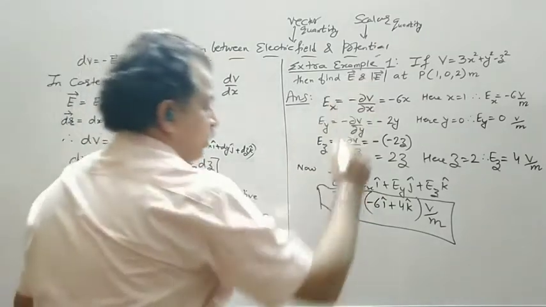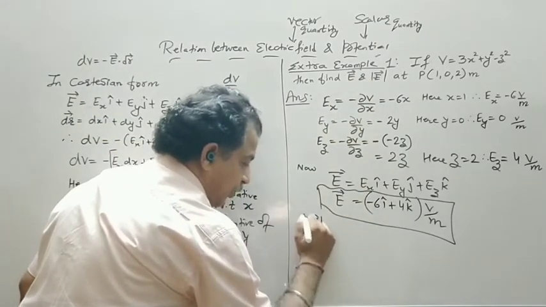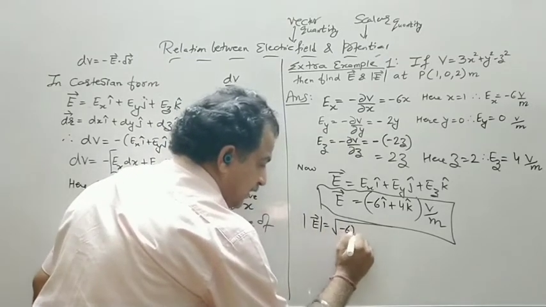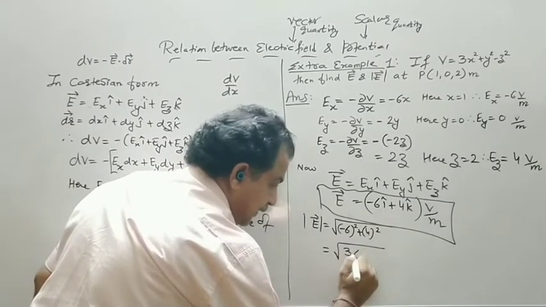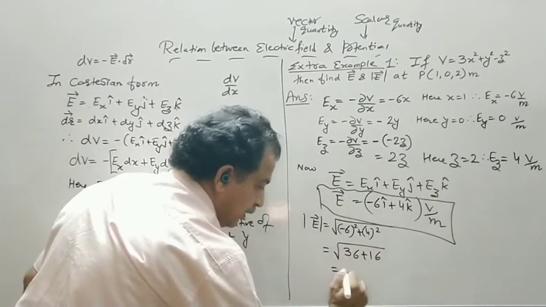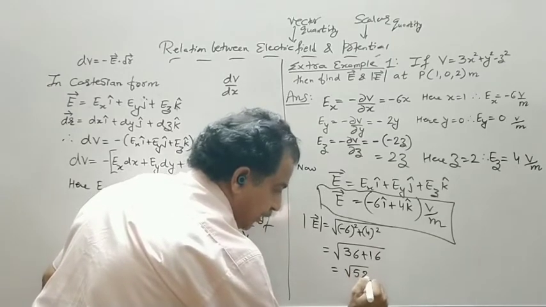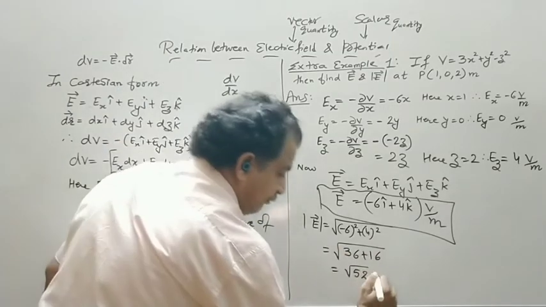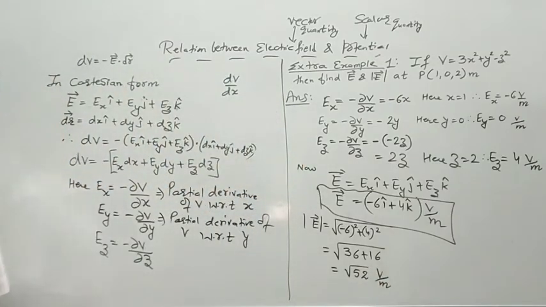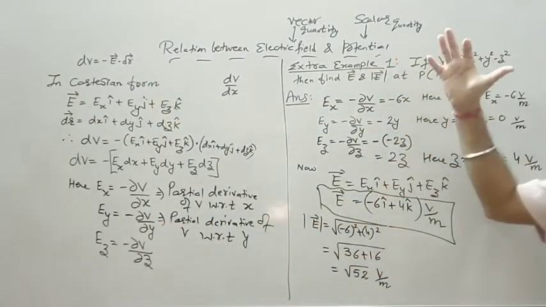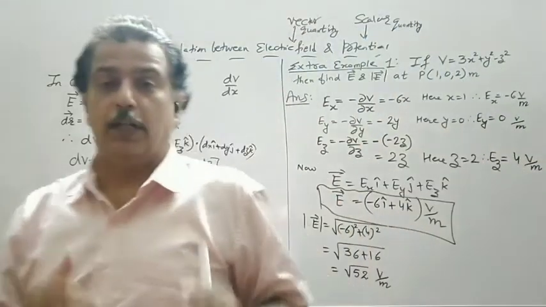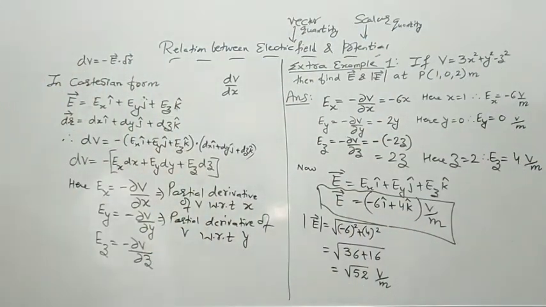Now I need to find out the intensity magnitude. So it is under root minus 6 square plus 4 square. So that is equal to 36 plus 16. So it becomes root 52 volt per meter. So this is how we find out a vector quantity with the help of a scalar quantity. So this is one use of this general formula.